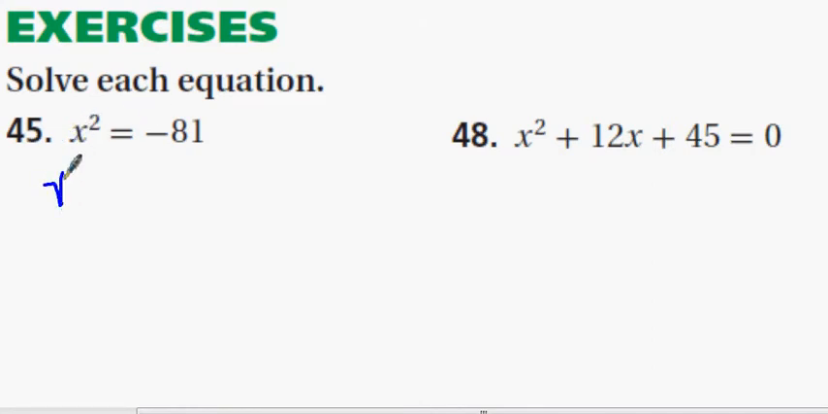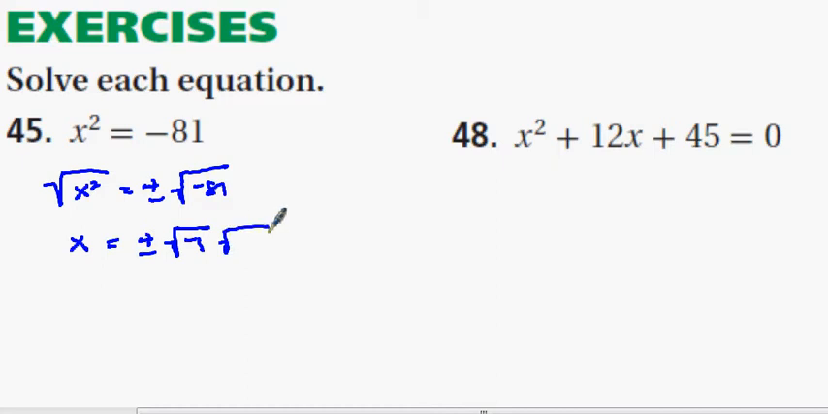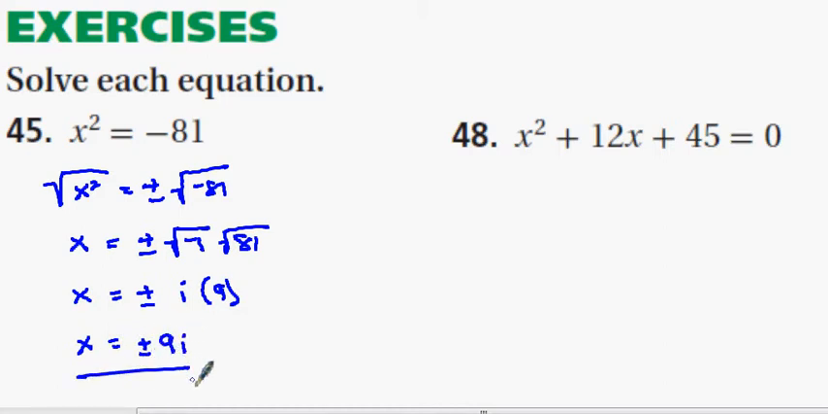So if we go the square root of x squared equals plus or minus the square root of negative 81, this just becomes x. This, plus or minus, is the square root of negative 1 times the square root of positive 81. The square root of negative 1, by definition, is i, and the square root of 81 is 9. So our final answer is going to be x equals plus or minus 9i. That's fairly straightforward. 48 is a little more difficult, but not bad.